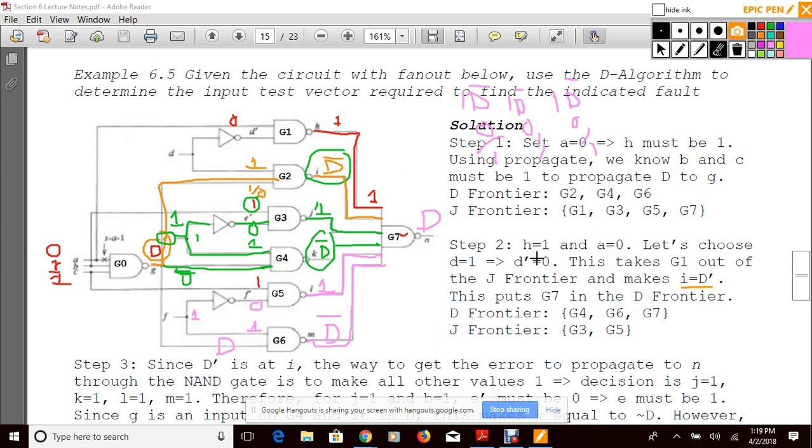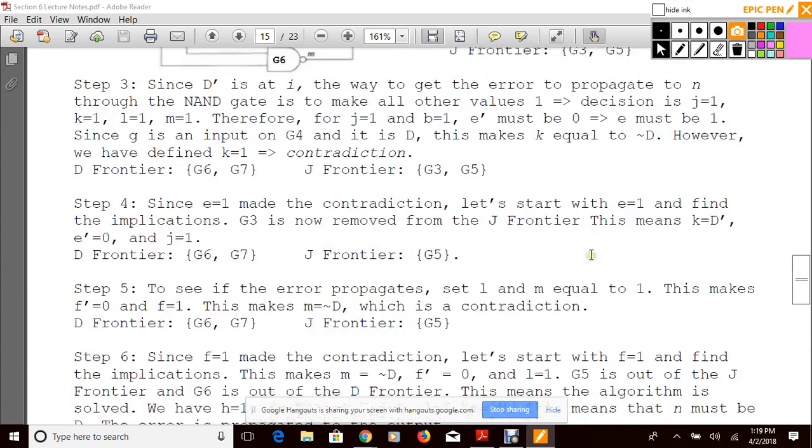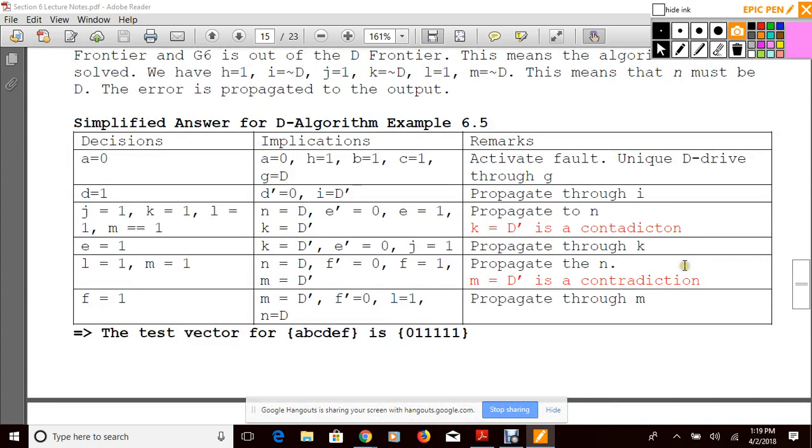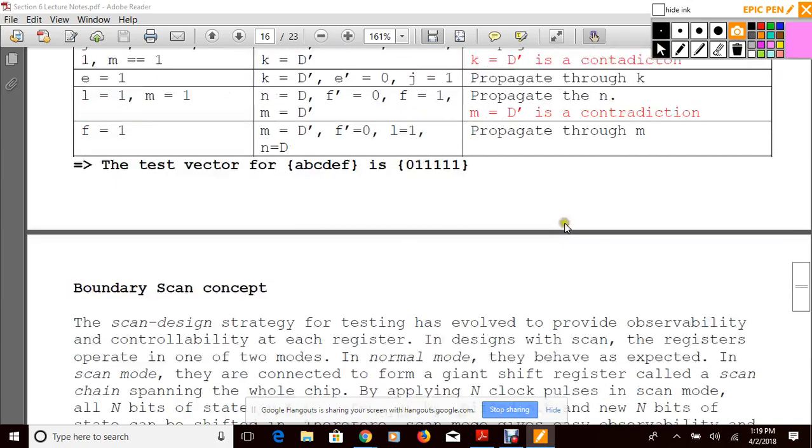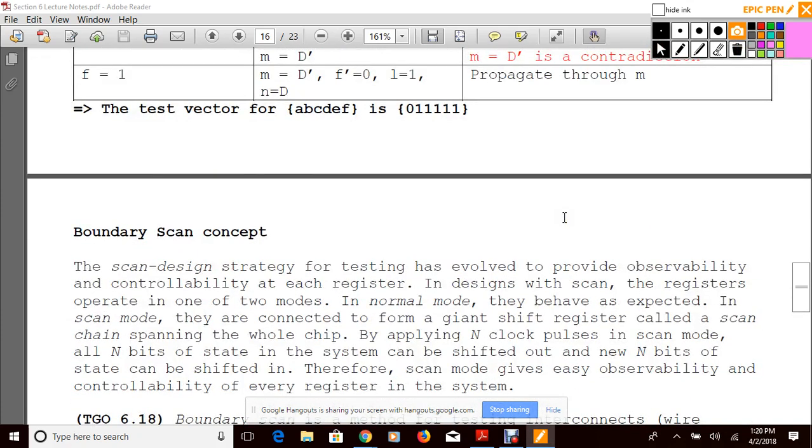Make sense? So that's how we end up doing the algorithm there, that we go through, we propagate, and then we backtrack and propagate and backtrack and propagate and backtrack. Okay? And these contradictions are fine. And so as we came up with, the test vector is 0, and then all the rest were 1s. Okay, so does that make sense?